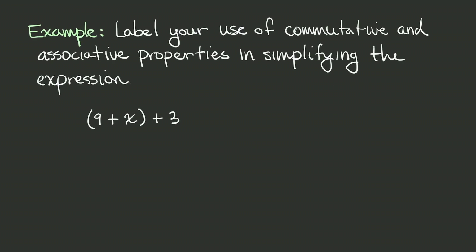In this example, we're supposed to simplify the expression, but we're also supposed to label our use of the commutative and associative properties as we do this. Here we have 9 plus x in parentheses plus 3. Now the first thing that I want to do is commute the 9 and the x. So I'll have x plus 9 plus 3. This is going to be the commutative property of addition.